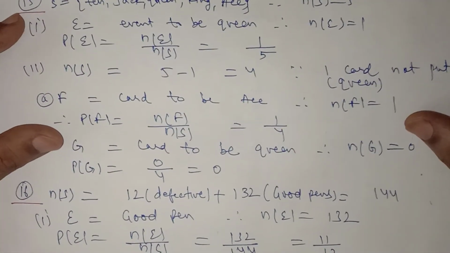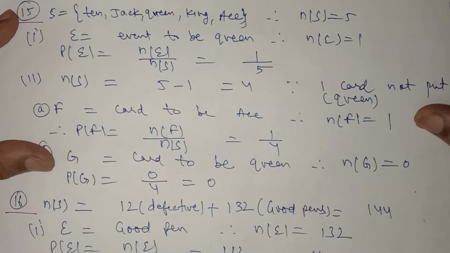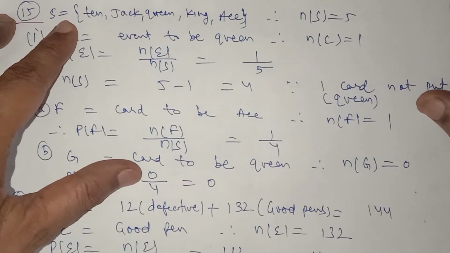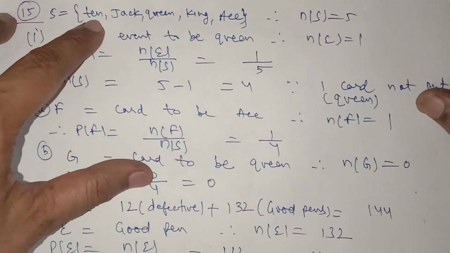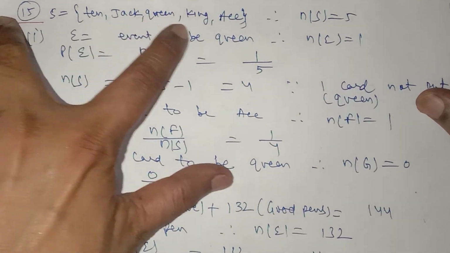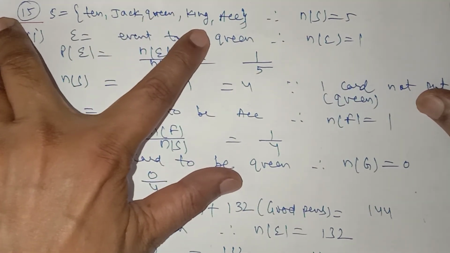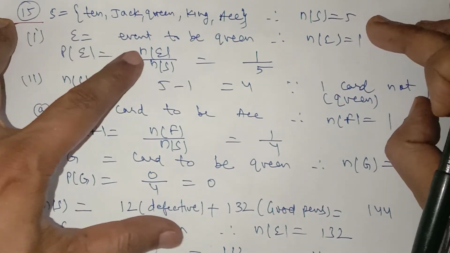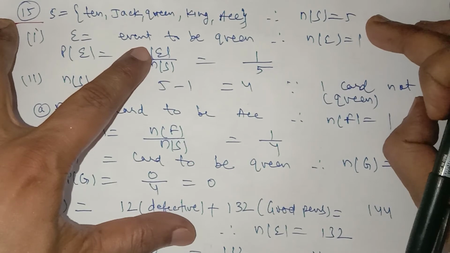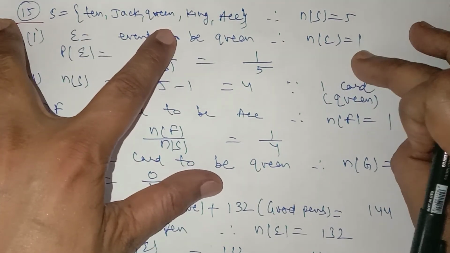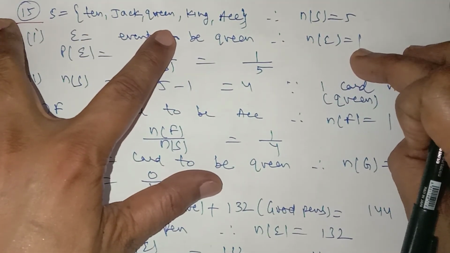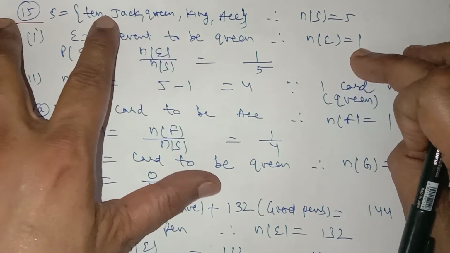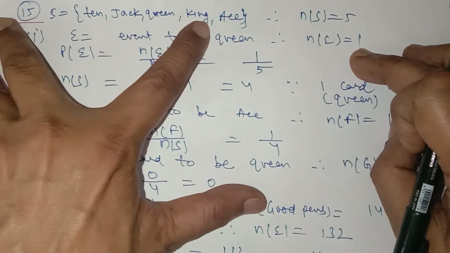Now read question number 15 first of all in your book. Read it. Now there are 5 cards: 10, Jack, Queen, King and Ace. So naturally the sample space will be equal to 5. Now you have to find the probability of getting a queen. So in these 5 cards we have only one event, that is queen. There are not 52 cards here.